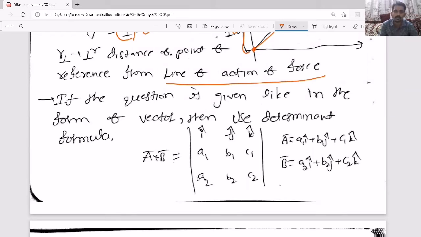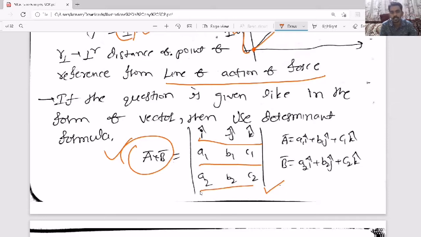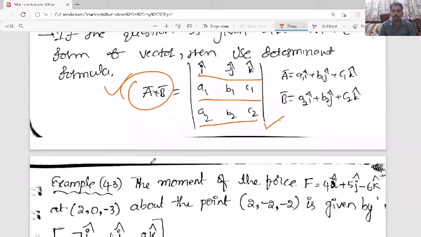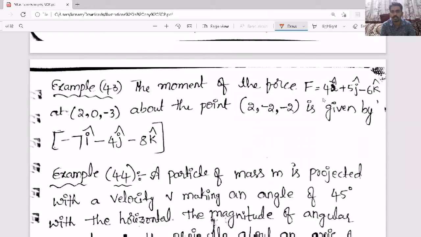To find angular momentum or torque, we need to know how to find the cross product of two vectors using the matrix determinant, where the first row will be i, j, k fixed, the second row should be the coefficients of the first vector, and the third row is the coefficients of the second vector. This one you should learn. They will give a question like this: the force is given in vector form, acting at a point, and you must find the moment of force about another point. So this is the reference point, and this is the point where the force is acting.